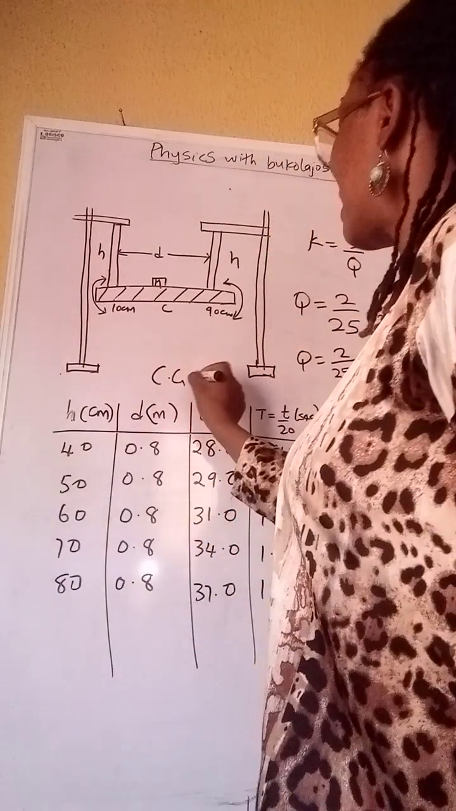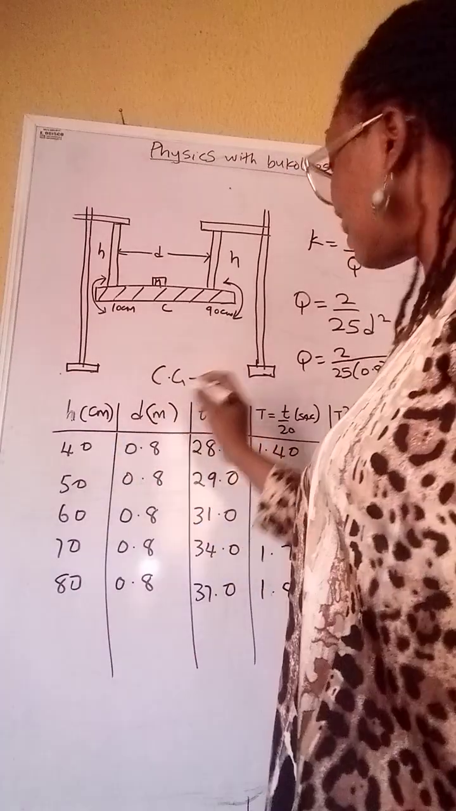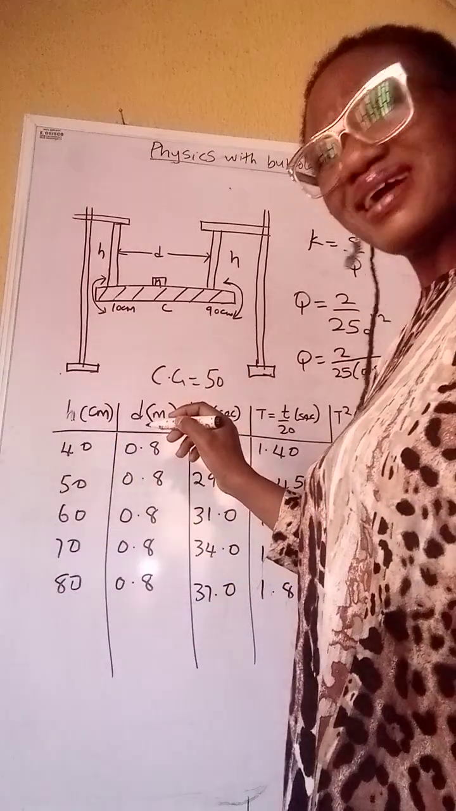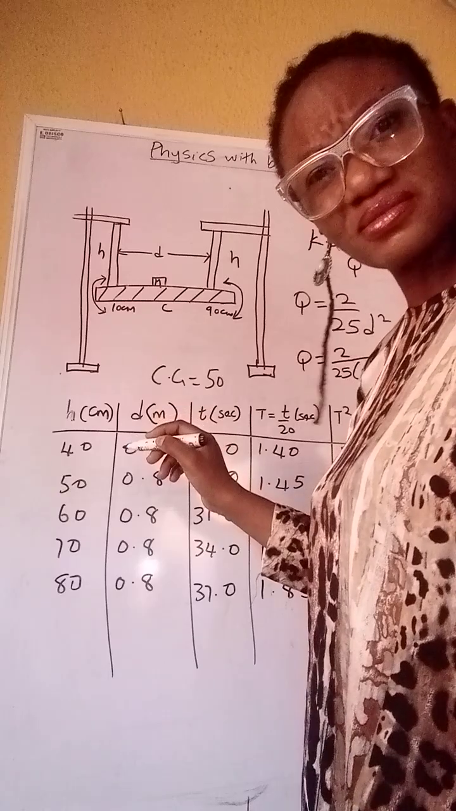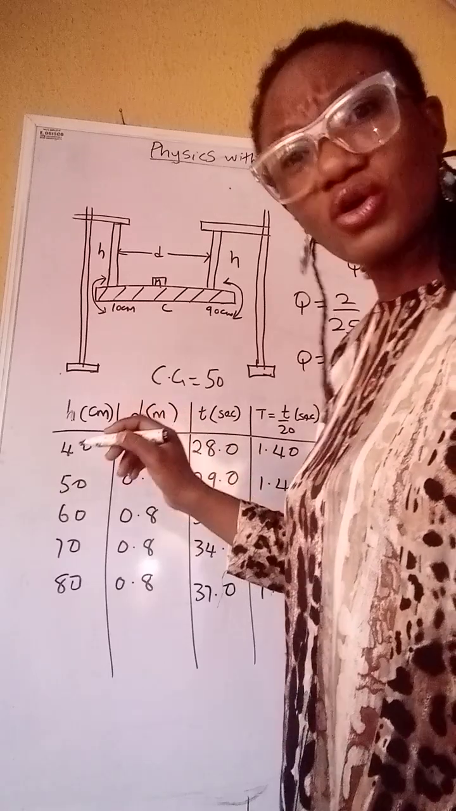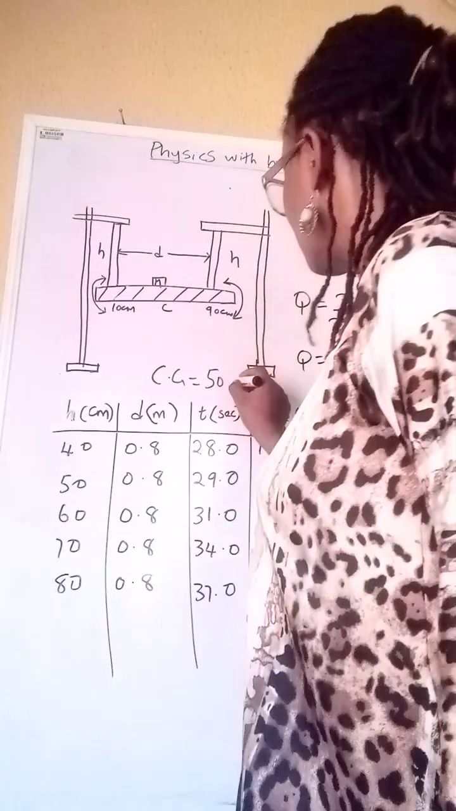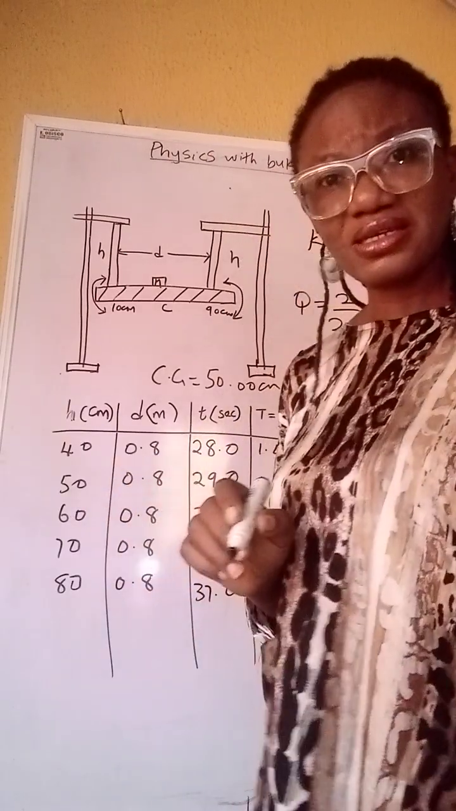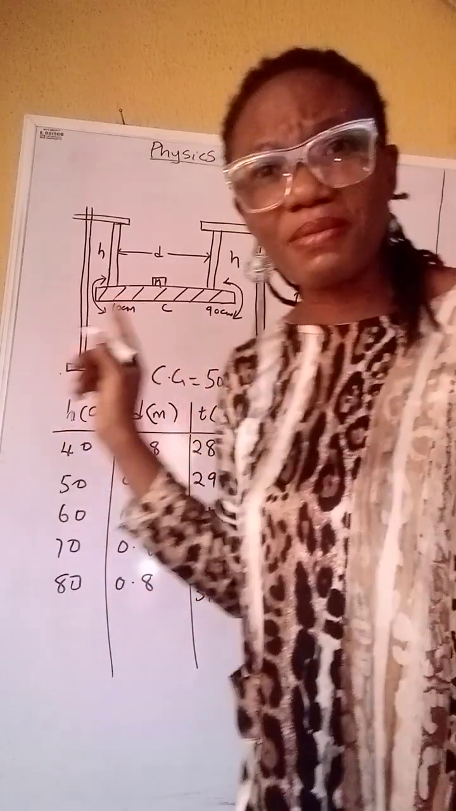Okay, then if you are able to record your CG, you remember that one I said you will find CG, you are able to record it. Okay, let me say in my experiment, I was able to get 50. Don't record 50. Record it in 2 dps. That means I will be recording 50.00 centimeter as my CG. If you are able to do this, you earn 2 marks.